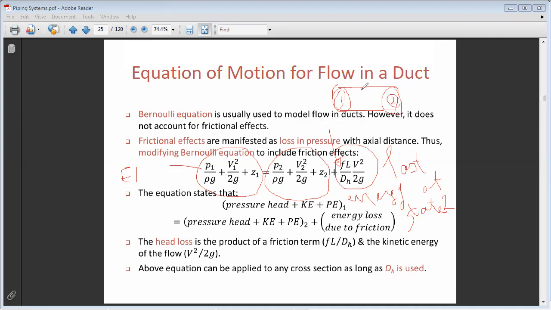So we have first at section 1, P1 over rho G plus V1. Remember that the Bernoulli equation is always applied along a streamline. So the streamline here will be a line of the flow joining point 1, so this is point 1, to point 2. Okay. So if you want, V1 represents the velocity of the center line here.